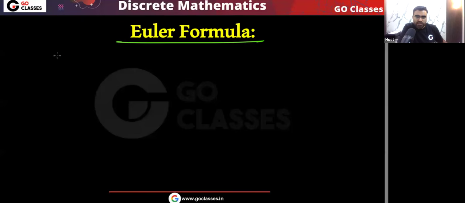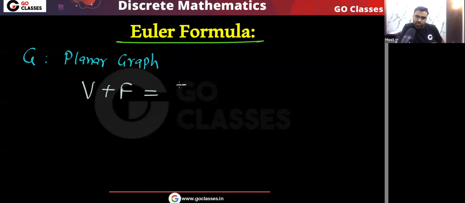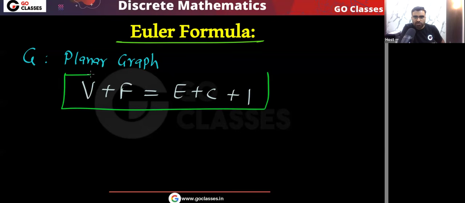Let me write it because this is very important. Let's assume G is a planar graph. Then the Euler formula says that V plus F is equal to E plus C plus 1. Is this clear? This is the formula. Don't forget this formula. Very important formula: V plus F equals E plus C plus 1.